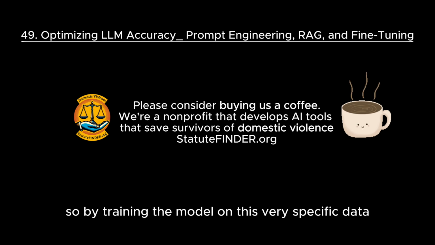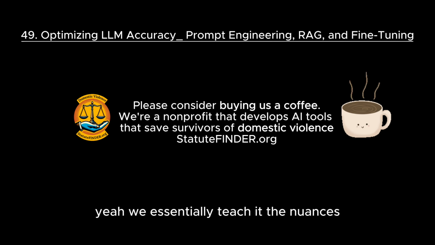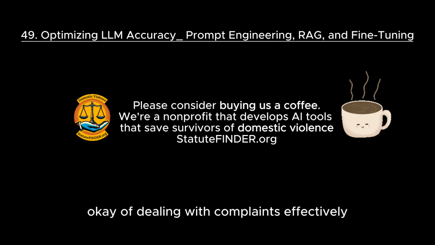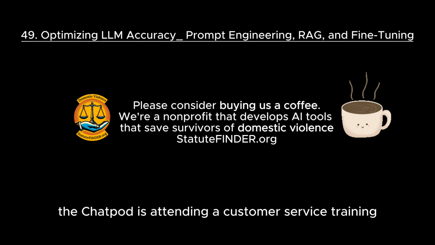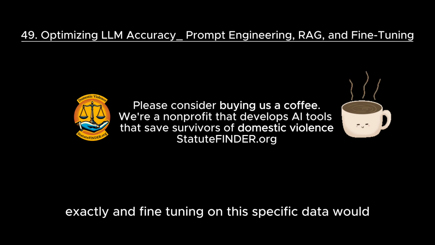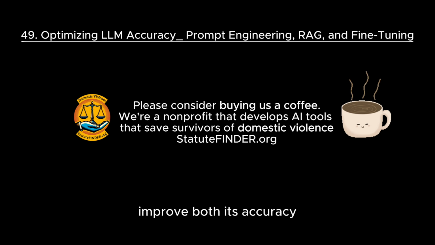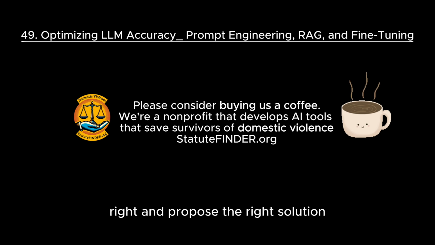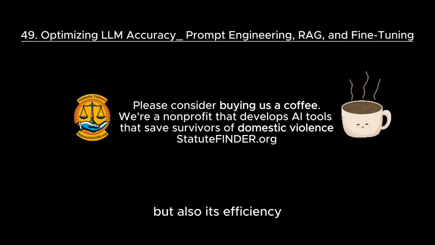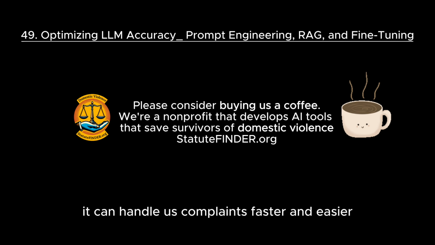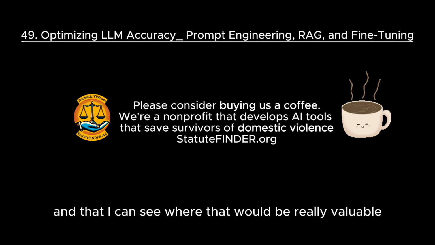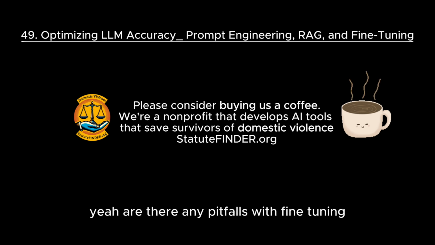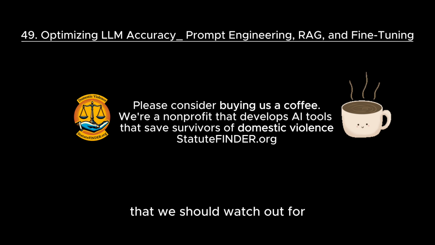So by training the model on this very specific data, we essentially teach it the nuances of dealing with complaints effectively. It's like the chatbot is attending a customer service training. Exactly. And fine-tuning on this specific data would improve both its accuracy, meaning it's more likely to understand the complaint and propose the right solution, but also its efficiency. It can handle those complaints faster and more easily. I can see where that would be really valuable. Are there any pitfalls with fine-tuning that we should watch out for?